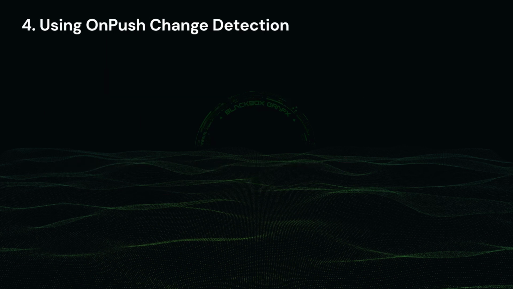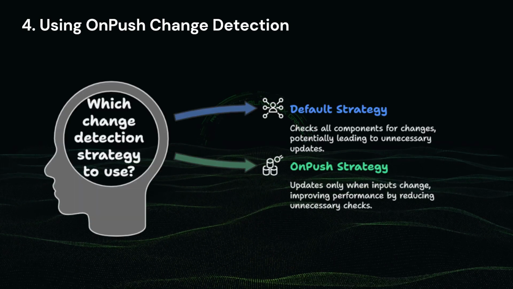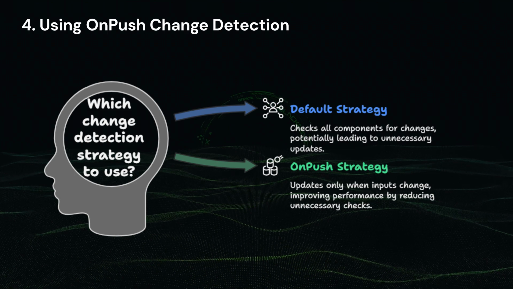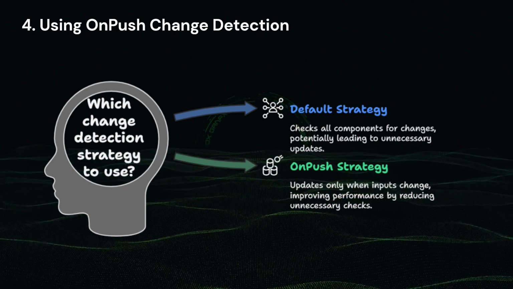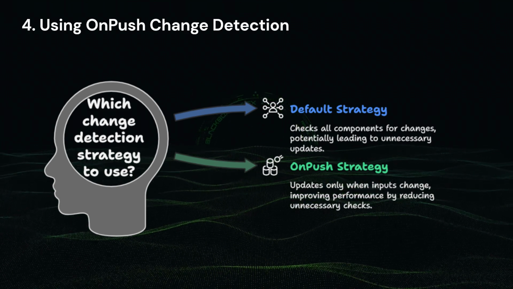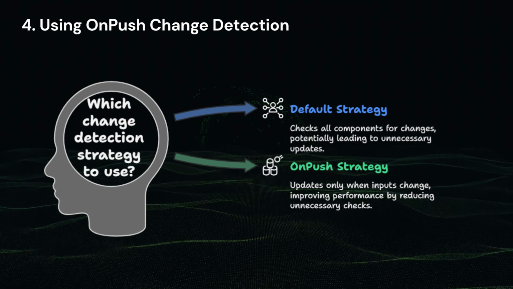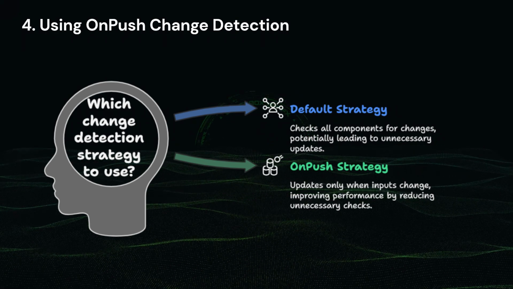Another way to optimize is by using change detection strategy OnPush. By default, Angular uses a strategy that checks all components for changes. Switching to OnPush makes it update only when inputs change. By default, Angular runs change detection on every event, which can be costly for performance.